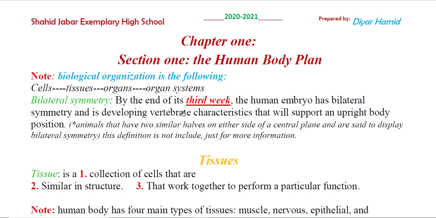So the nine months are divided into three. In the third week, at the end of the third week of human development, the human embryo has bilateral symmetry.